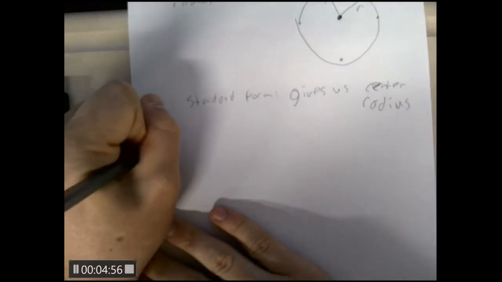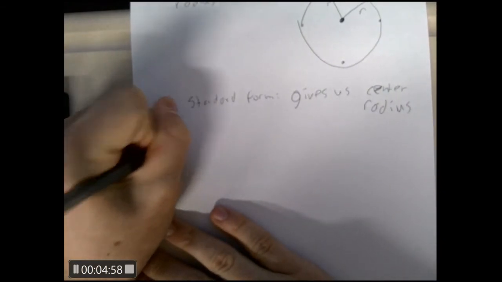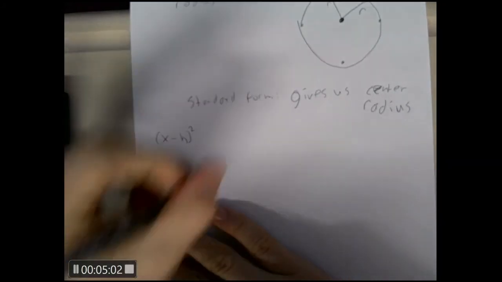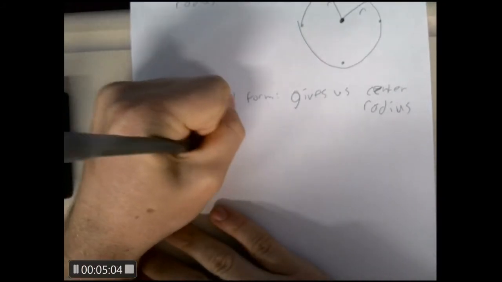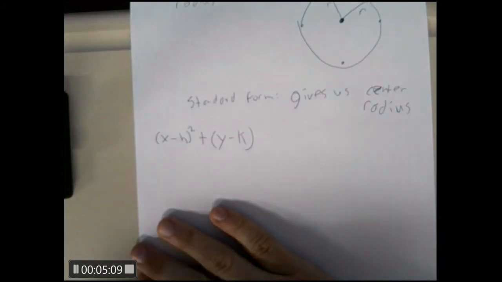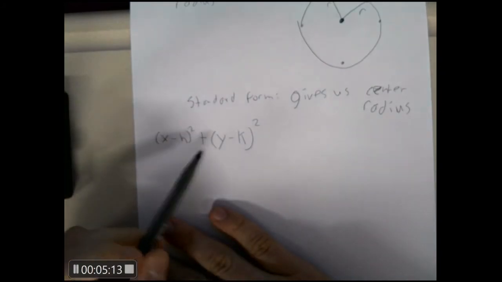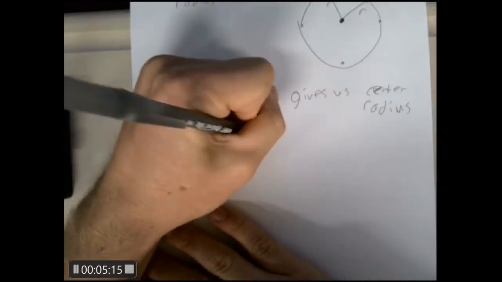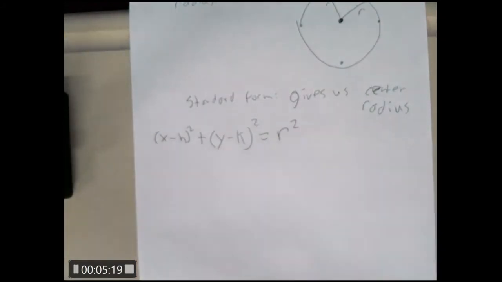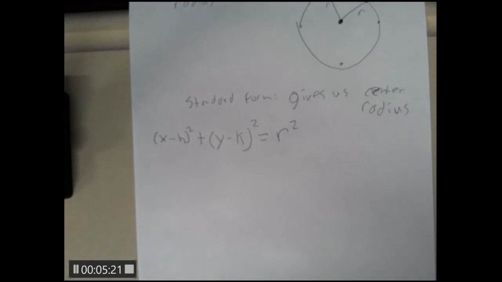We're going to have an x minus h, and we're going to square it. Then we're going to add in a y minus k, and then square it. So x minus h squared plus y minus k squared equals r squared. This is our standard form.